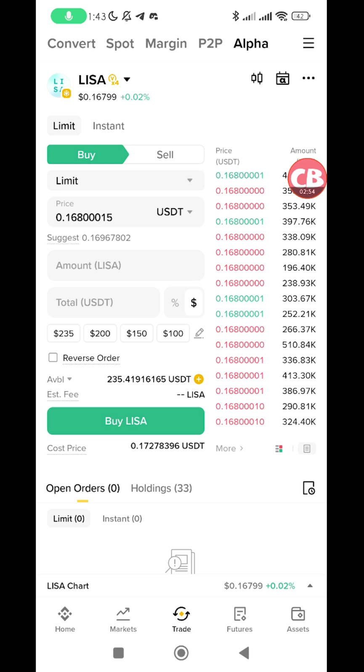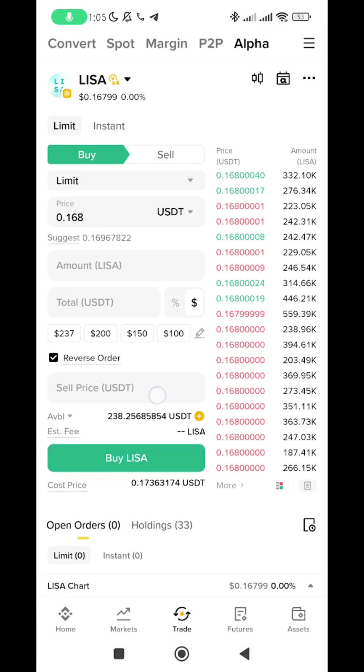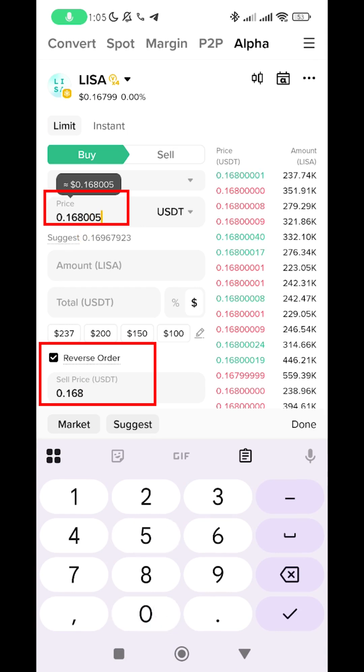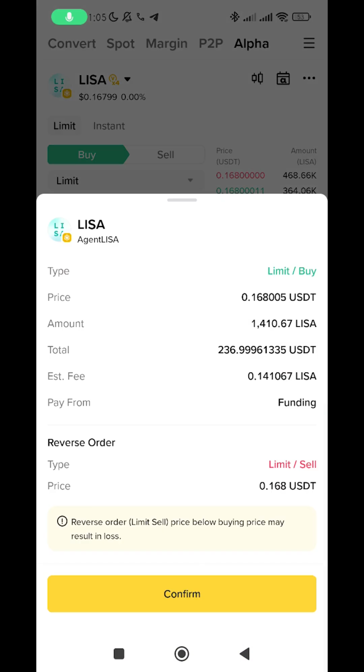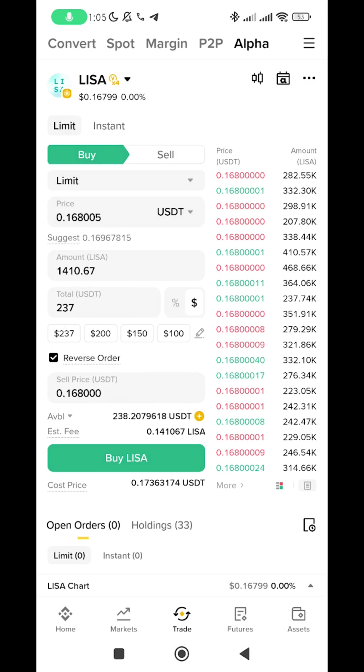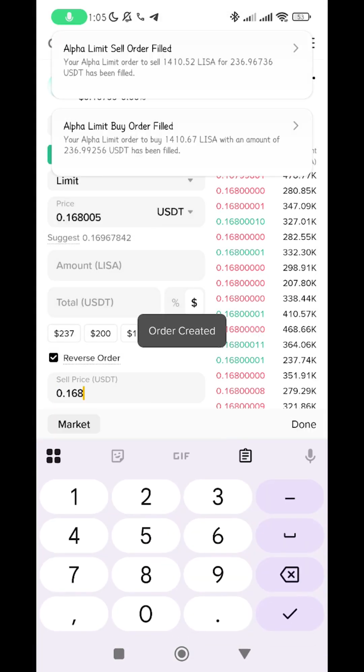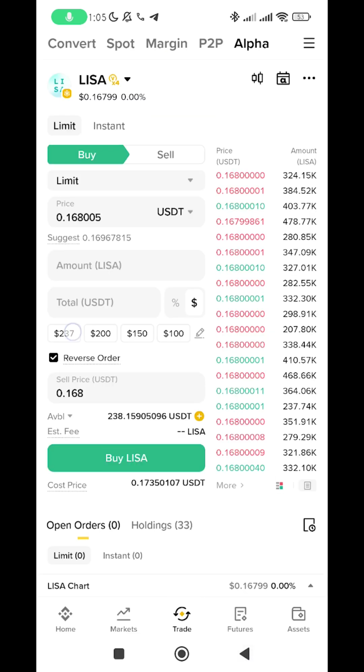So let's see how it works. Here you can see I set my buy order at 0.168005 and my reverse sell order at 0.168. And I hit buy, confirm, and you see my orders trigger immediately. I repeat this as many times as I need until I complete my volume for the day.